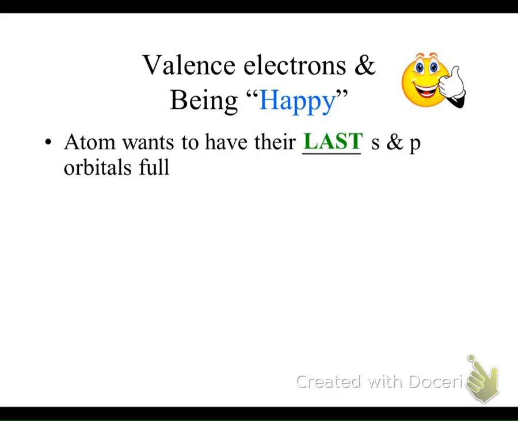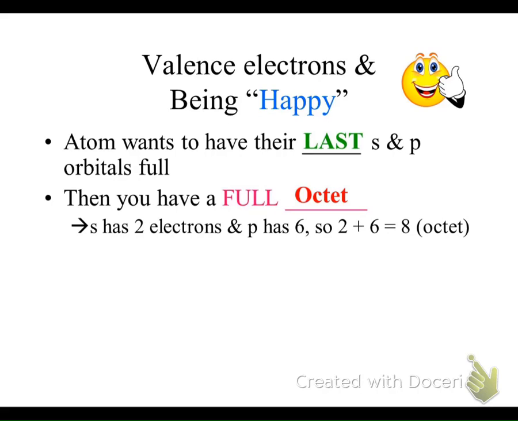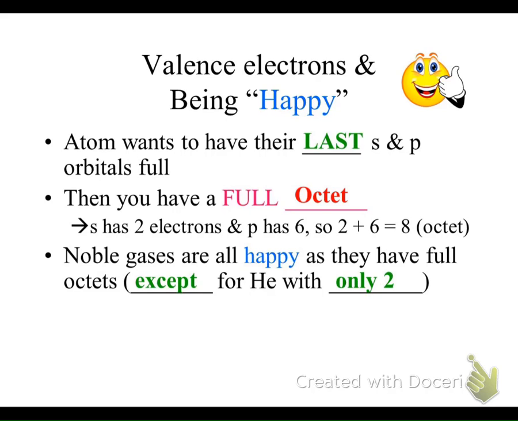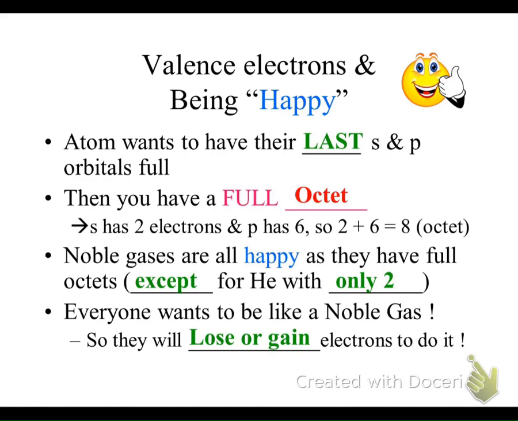So, valence electrons and being happy. Atoms want to have their last s and p orbitals full, and we call that an octet. s has 2 electrons, p has 6, so 2 plus 6 is 8, which equals an octet. Noble gases are all happy as they have full octets. Every atom wants to gain or lose electrons to be most like a noble gas. Our only exception is helium, which has 2 electrons because it only has 1 shell, and that first shell can only hold 2 electrons.